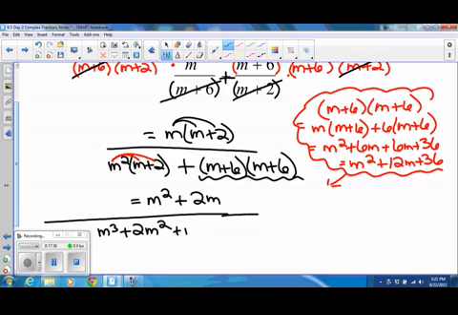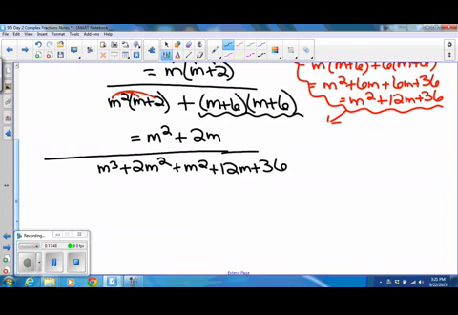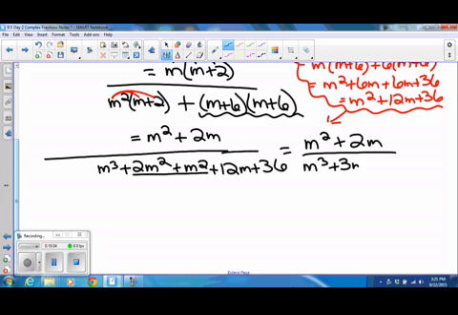So that was plus m squared plus 12m plus 36 in our denominator. So now all we need to do is combine our like terms in the denominator and we're finished. We don't have another m to the third, so it's just m to the third. 2m squared plus m squared is plus 3m squared plus 12m plus 36.